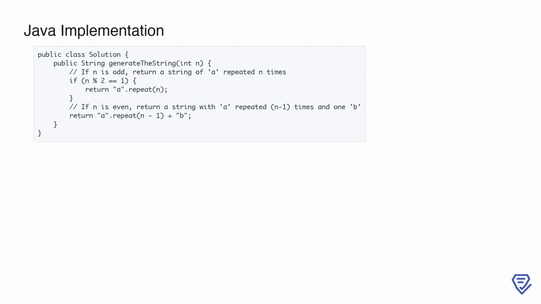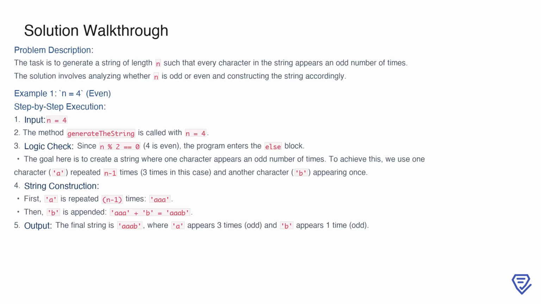This is the Java implementation of LeetCode problem number 1374, generate a string with characters that have odd counts. It mirrors the Python logic provided, with Java-specific features like type declarations and the use of the string.repeat method to construct the output string. The solution checks if the input n is odd or even and generates the string accordingly. In this problem, we're tasked with generating a string of length n where every character in the string appears an odd number of times. The solution hinges on whether n is odd or even.